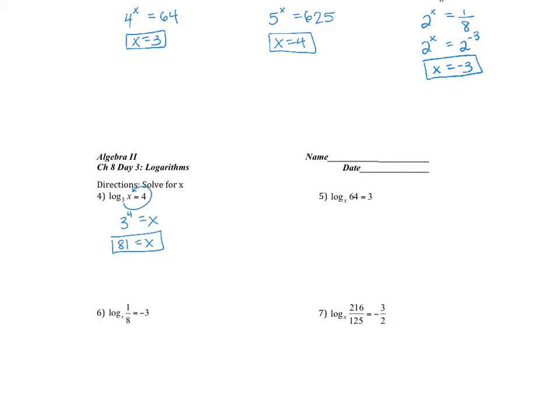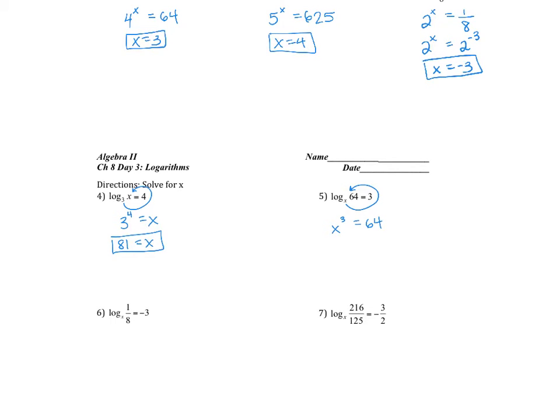In the next 3 problems, we're going to be solving for the base. Okay, so we're trying to figure out here the log of what base raised to 3 is going to give me 64. So x raised to the power of 3 is going to give me 64. So I'm going to rewrite this in exponential form. x to the 3rd power is 64. So something raised to the third power is 64.